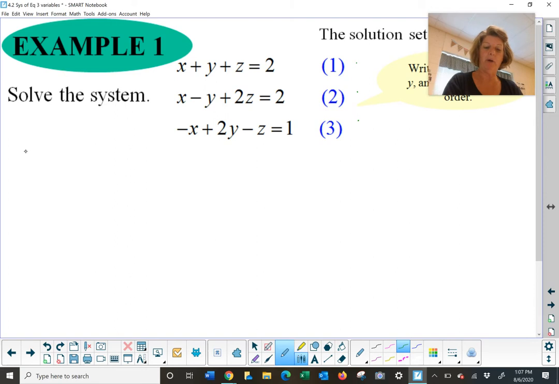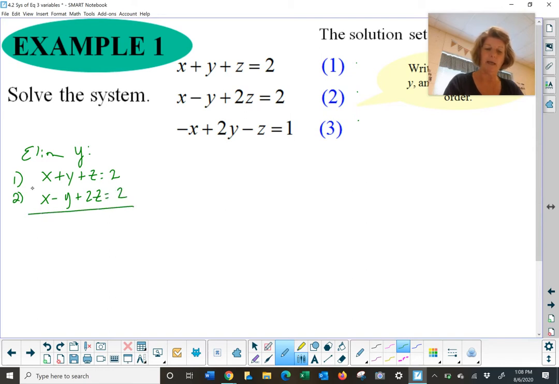All right, so I'm just going to make a note to myself: eliminate y. I'm going to use equation 1 with equation 2. And so I'm just going to write equation 1 down, and I'm going to copy equation 2. Make sure you copy correctly because that can really mess you up.